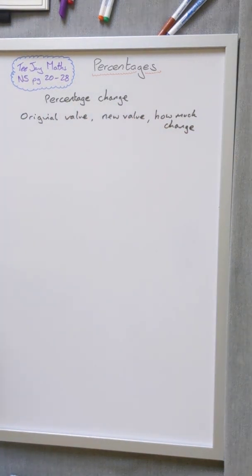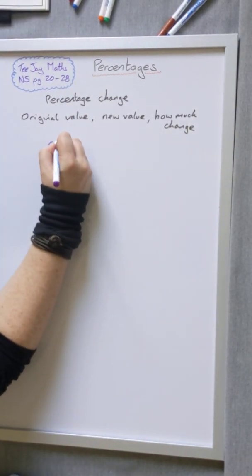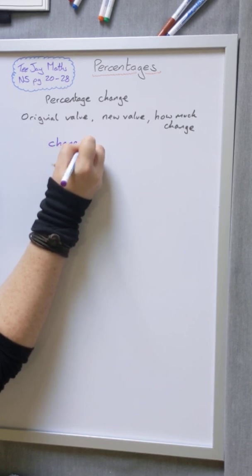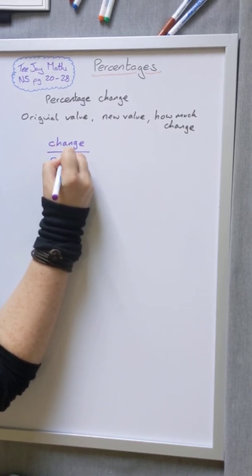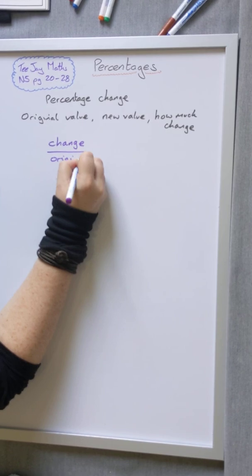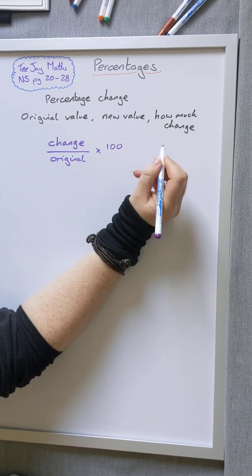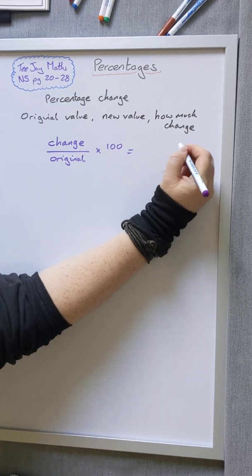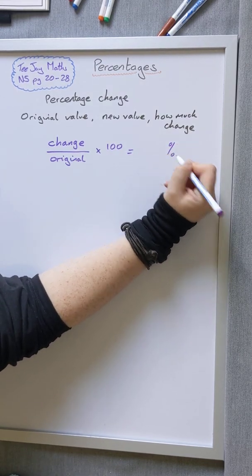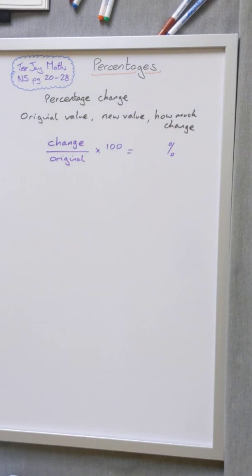Okay, and we're going to use the following formula. We're going to use the change divided by the original times by 100, and that will give us our percentage answer.